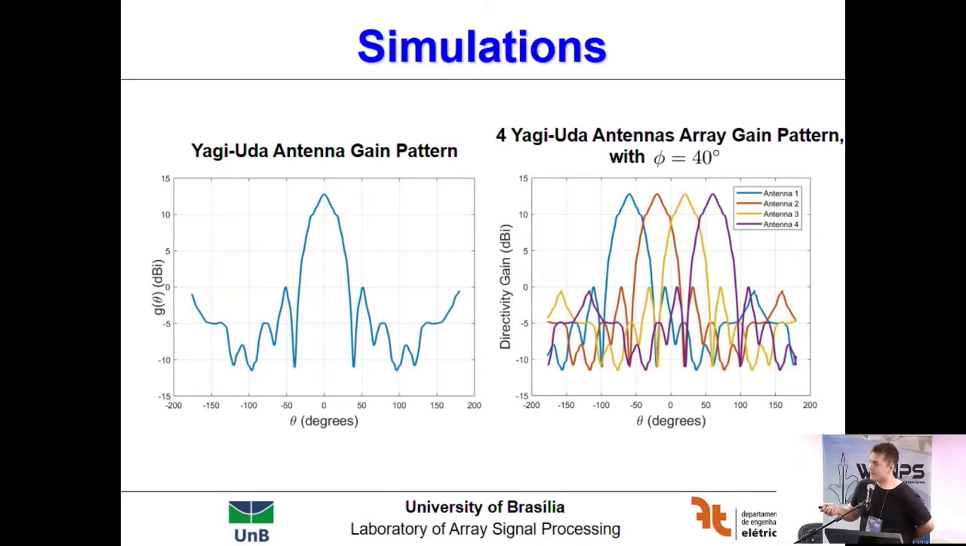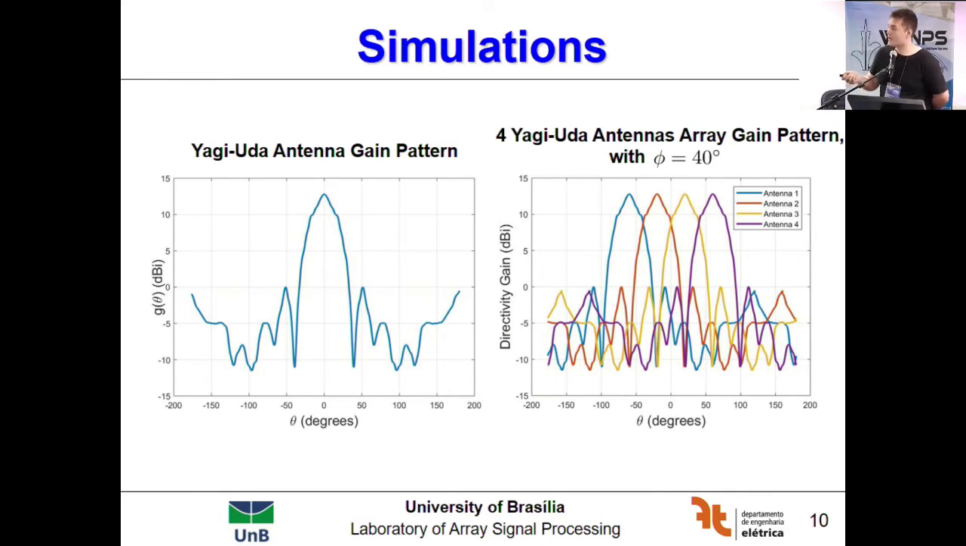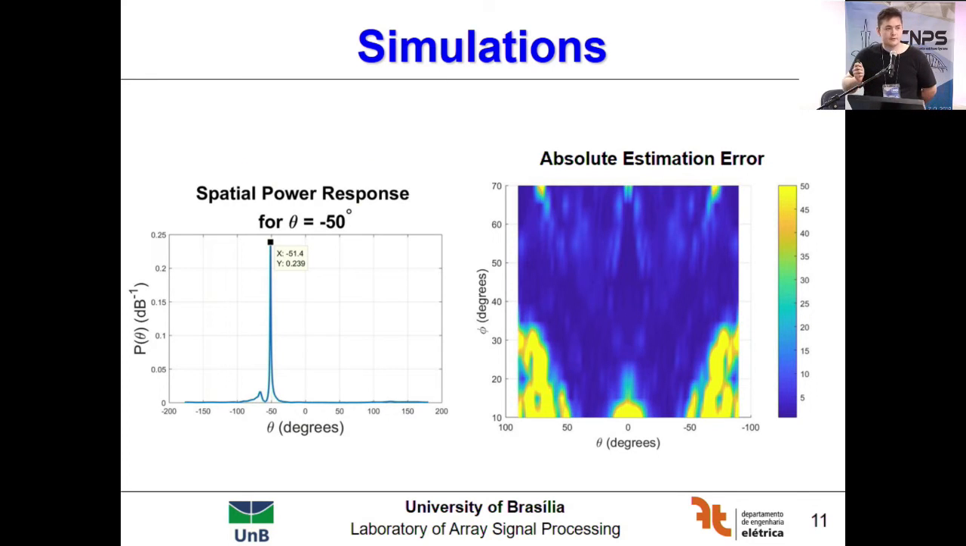The figure on the left shows us the directivity gain pattern of a Yagi-Uda antenna, which is the same one we used during this experiment. The graph on the right shows us the directivity gain pattern of a 4 Yagi-Uda antenna array with angular spacing of phi equal to 40 degrees. When we simulate a transmitter being placed minus 50 degrees from the array, we obtain the spatial power response plotted in this figure. The figure on the right shows us the absolute estimation error for varying values of phi and theta while maintaining constant the value of sigma phi.